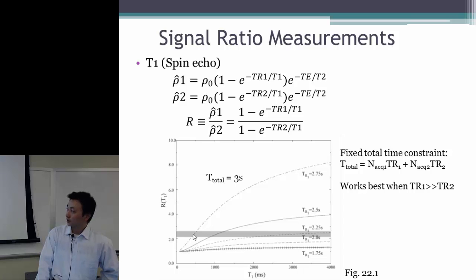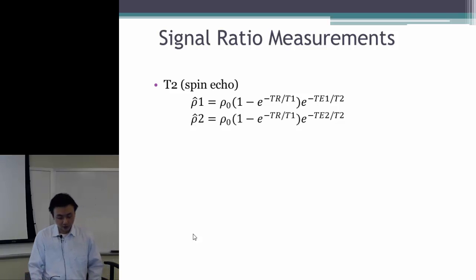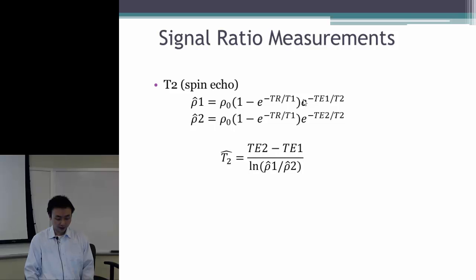So this is a relatively simple method. If we use the same idea, the same signal ratio measurements, to estimate the T2, we collect the signal with the same TR but two different TEs. And then if we do a signal ratio, we can come up with the T2 expression like this. It's the TE2 minus TE1, the TE difference, over the log of the ratio of the two signals. So this is relatively very simple.